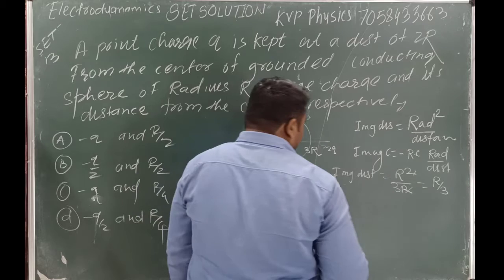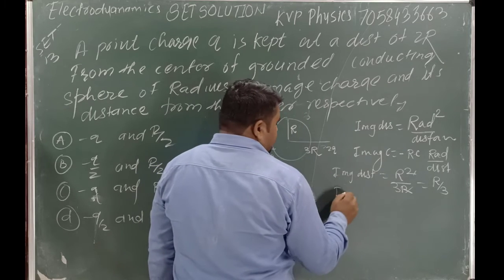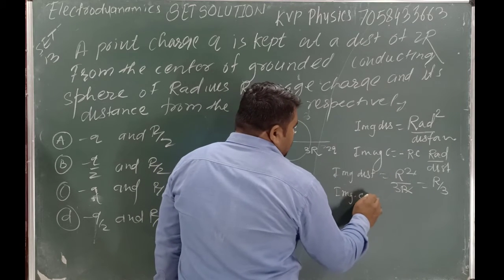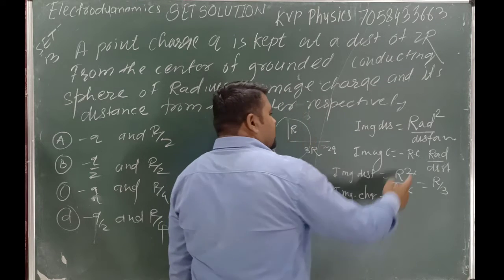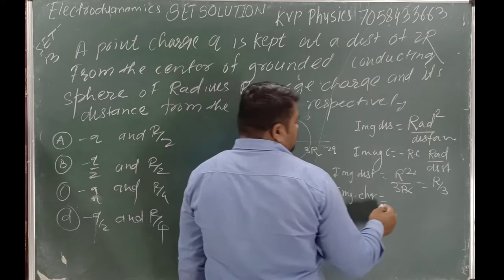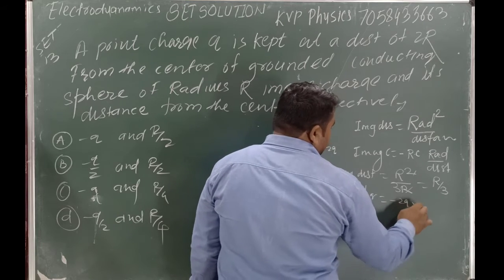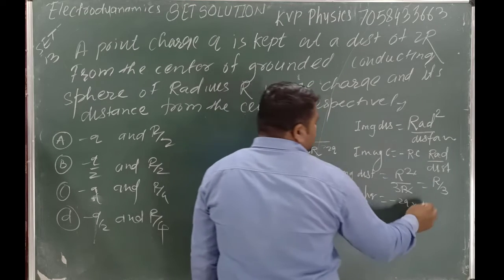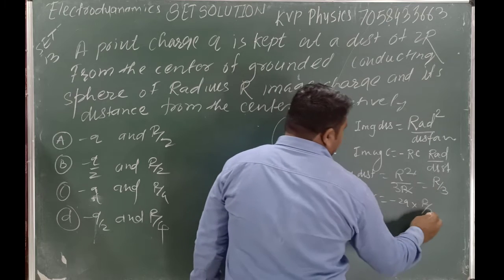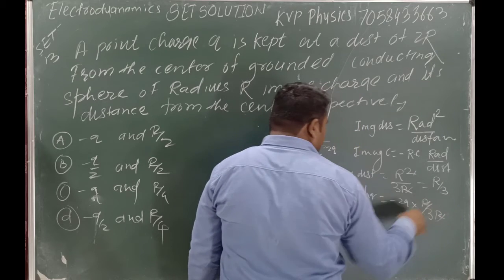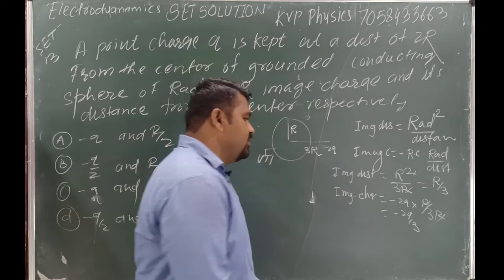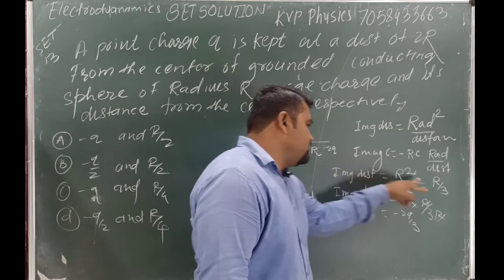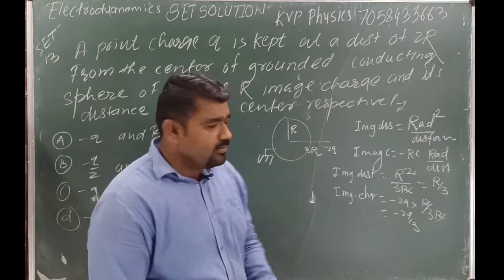Second one, image charge. What is the formula for image charge? Image charge is equal to minus real charge into radius upon distance. Real charge is 2q, so minus 2q into radius r, upon distance 3r. This r gets cancelled, means this becomes minus 2q by 3. Dimensionally, charge is equal to charge and distance is equal to distance. Both are fine.